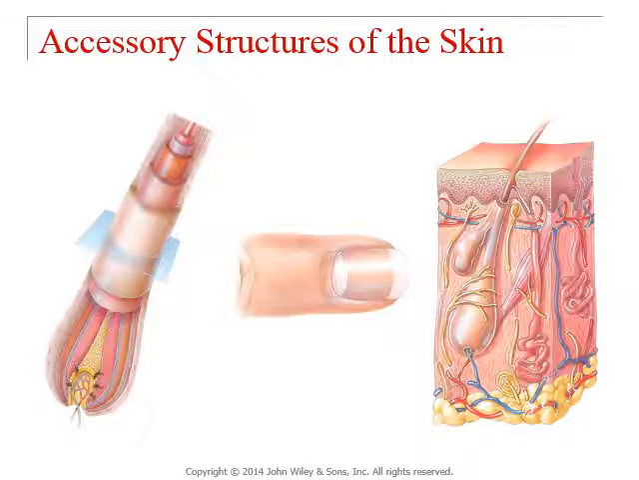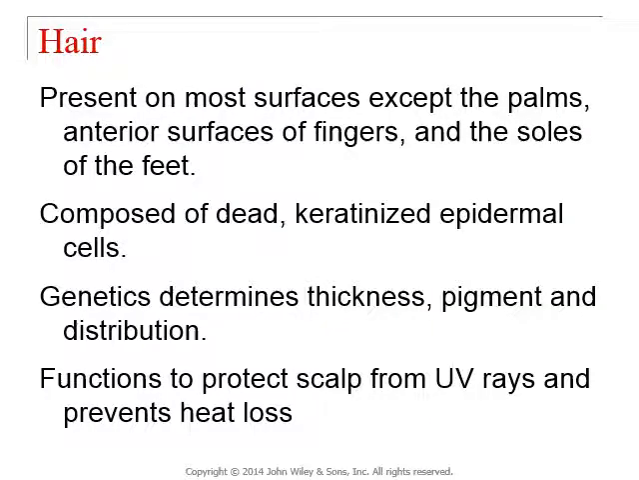We'll find 3 different types of accessory structures of the skin. We'll look at hair, we'll look at nails, and we'll look at different types of glands. We'll find hair in all surfaces of the skin except for the palms, anterior surface of the fingers, and also the plantar surface of the feet. It's going to be comprised of dead keratinized epidermal cells, very similar to the stratum corneum, but we'll look at some very vital differences in the next few slides. It is your genetics that's going to determine your thickness, the pigment, also distribution. 2 main functions include protecting the scalp from UV rays and also preventing heat loss as it escapes from the head.